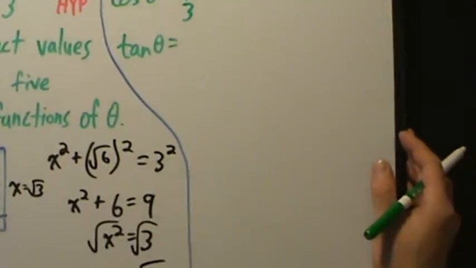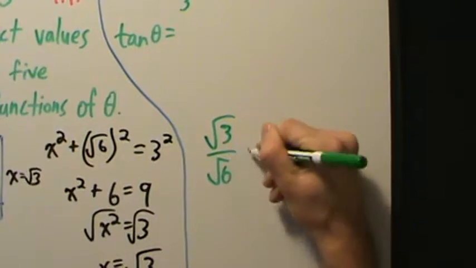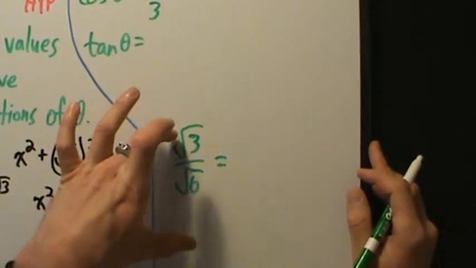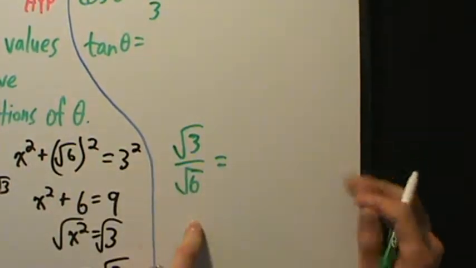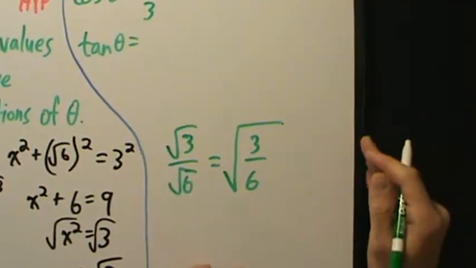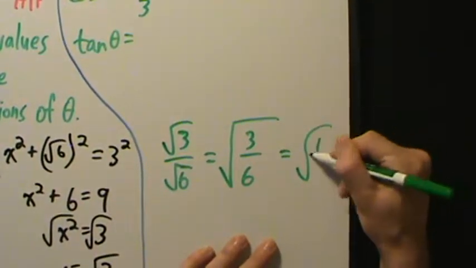So let's actually come down here. So this is going to be root 3 over root 6. So there's a couple different ways to think about this one. If you have the square root of something on top divided by the square root on the bottom, you can put the whole thing under one square root. Okay? So that's going to be the square root of 3 over 6 like this. 3 over 6 simplifies to a half.